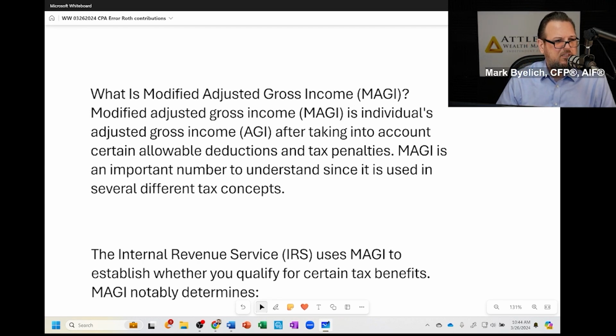Modified adjusted gross income is an individual's adjusted gross income, or AGI, after taking into account certain allowable deductions and tax penalties. Modified adjusted gross income is an important number to understand since it is used in several different tax concepts. One of the issues with modified adjusted gross income is that it's not listed anywhere on your tax return. You take your adjusted gross income and you add back in certain items, and the add-backs can be dependent on what you're adding it back in for.